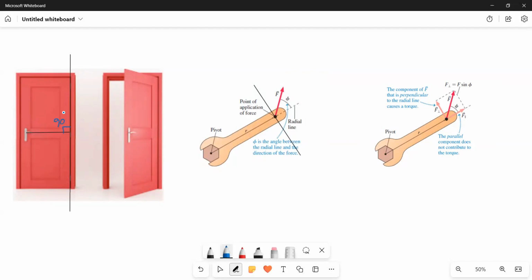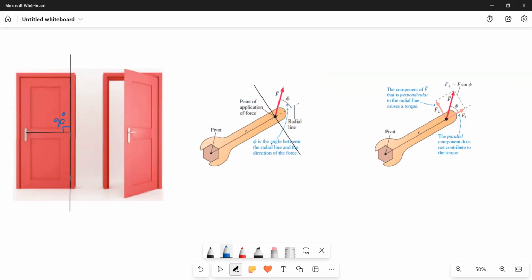But in the spanner or the wrench, the angle will be different. It may not be 90 degrees. It may be some other angle. According to convenience, people will hold the wrench and rotate it to tighten the bolt or to loosen the bolt. So the angle made by the force with the radial line is the angle theta. Now we will see what is the physics behind these kind of things.